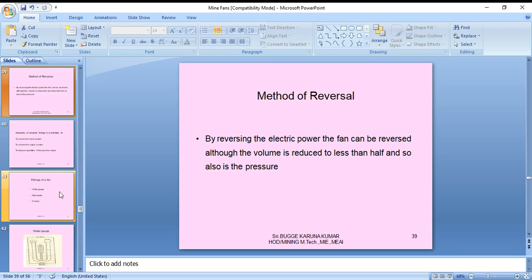Method of reversal. By reversing the electrical motor's power, the fan can be reversed, although the volume is reduced to less than half, and so also is the pressure.